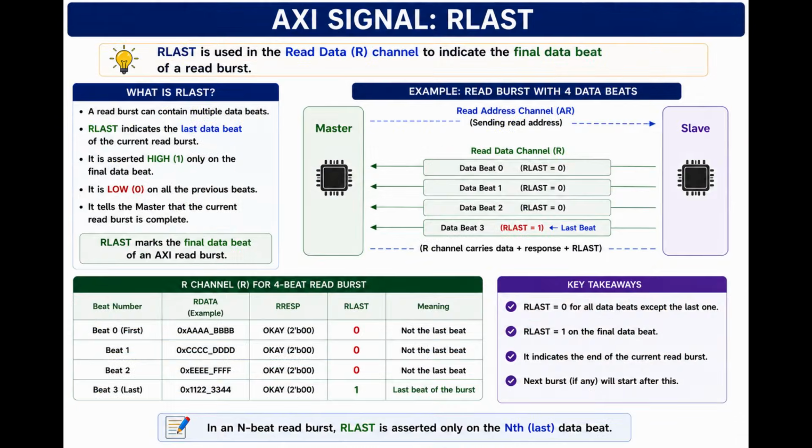Now let's understand RLAST, which is used during an AXI read burst. Just like WLAST marks the final data beat of a write burst, RLAST marks the final data beat of a read burst. In a 4-beat read burst, the slave sends 4 data beats through the R channel. For the first 3 beats, RLAST will be 0, and on the 4th and final data beat, the slave asserts RLAST to 1. This tells the master that the current read burst has reached its final data beat.